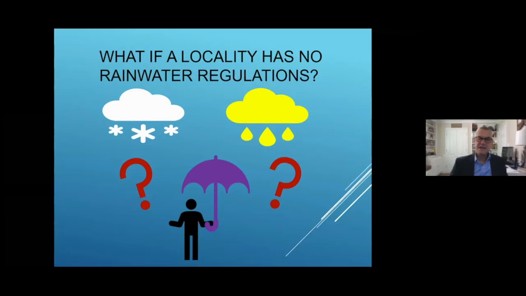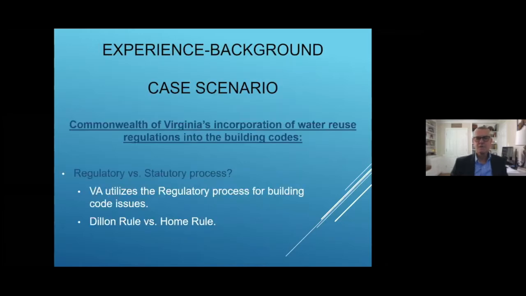I have taught classes across the country, and I've done rainwater classes across the country. And outside, by the way. So I'm very familiar with what other folks do and how other folks view these types of systems. And I hope that broad perspective will help convey some good information today. So in Virginia, the case scenario I'm going to use is what we did before we actually had rainwater provisions in use in the state, and how we got them incorporated.